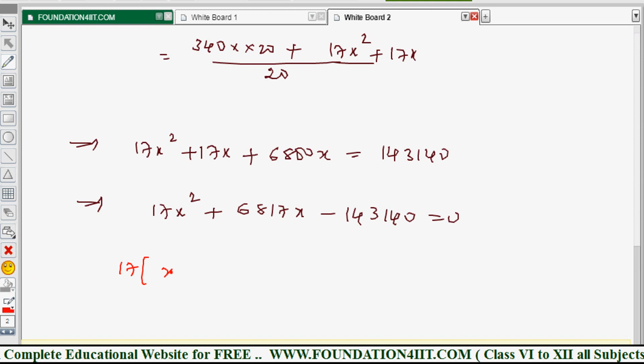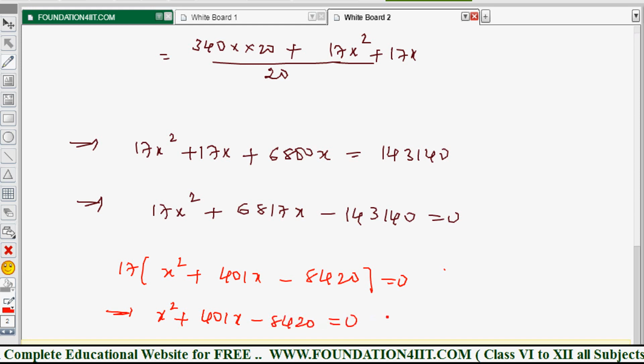Take 17 common: x square plus 401x, since this is also in the 17 table, minus 8420, since this can also be divided, is equal to 0. Dividing by 17, 0 by 17 is 0, so finally the quadratic equation is x square plus 401x minus 8420 is equal to 0. Now you need to solve this quadratic equation to get the final answer.